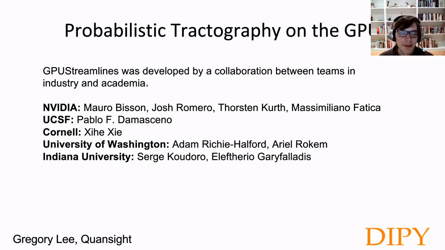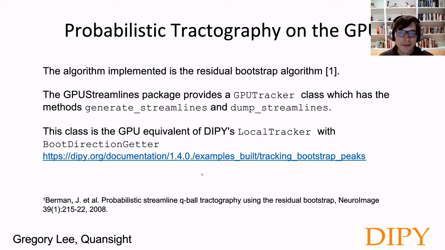This package, as I mentioned, is developed in a collaboration between NVIDIA, a number of people from, I think, their HPC team, as well as these academic sites. And the algorithm itself that's implemented is a residual bootstrap algorithm of Berman et al., 2008 Neuroimage publication. And this corresponds to the one in DIPY that you use with the boot direction getter with local tracker. And in the Streamlines package, the class for this is just called GPU tracker. And it has two primary methods, generate streamlines, and then there's a dump streamlines that can speed up saving those to disk.